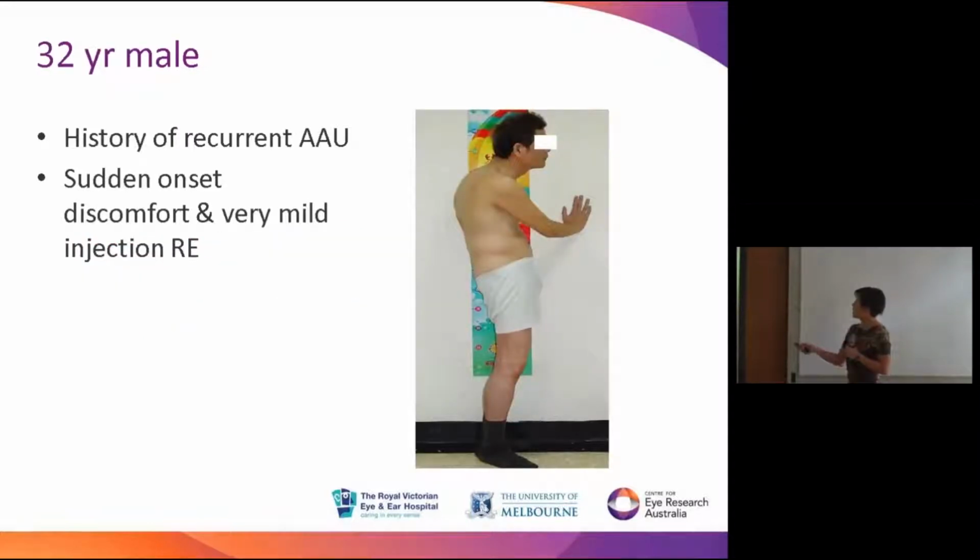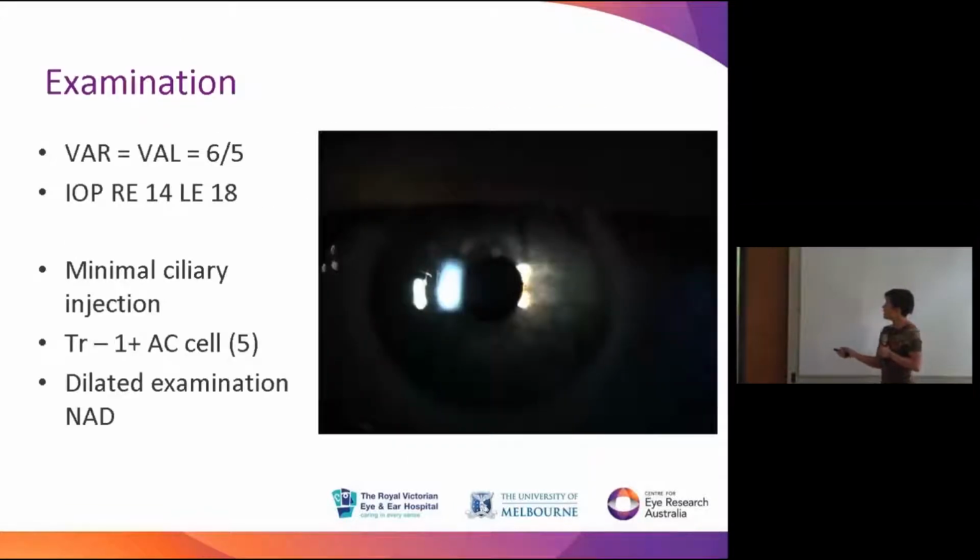So start off with a fairly basic case. A gentleman with established ankylosing spondylitis who has acute anterior uveitis comes in with sudden onset discomfort and mild injection. He literally developed symptoms 2 hours ago, but he's had so many episodes, he knows that this is his typical uveitis. This is what you see. Not a lot of ciliary injection, maybe a few cells. Vision's still good. IOP a little bit lower in the affected eye.